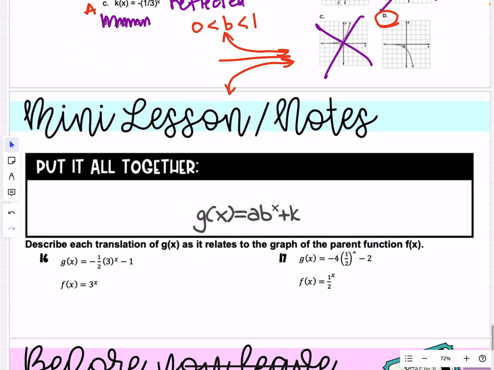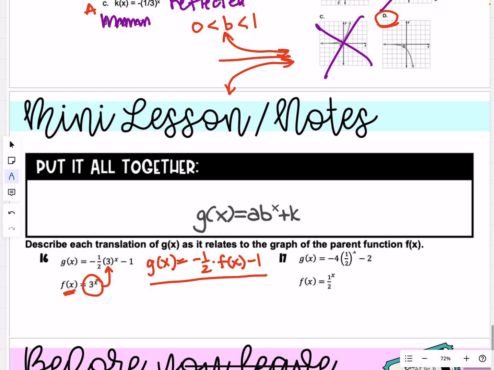All right, putting it all together. This has all the transformations that we've talked about. All we're going to do here is take this 3 to the x and put it right here. And I'm going to ask that we describe in words also what all the transformations are. So let's first relate it to f of x to g of x. So we would say g of x is equal to, and we're going to take that 3 to the x and replace it with f of x. So we would have negative 1/2 times f of x minus 1. And that would be our g of x function.